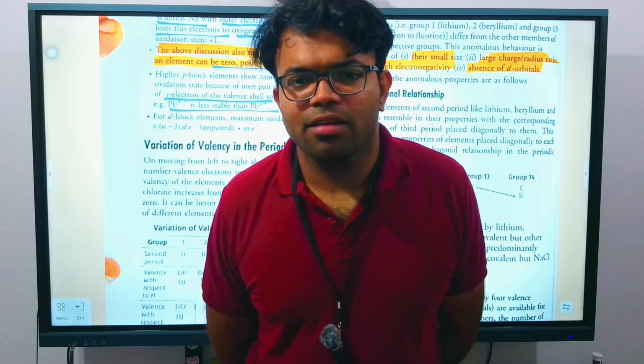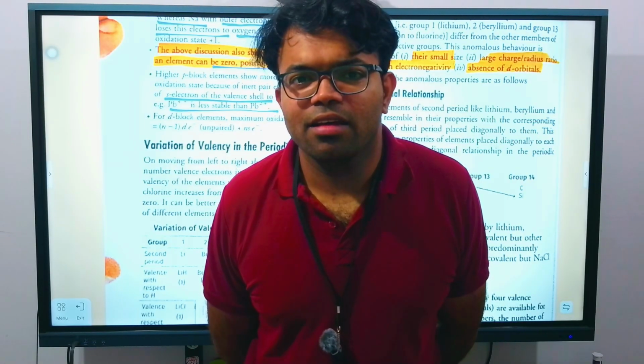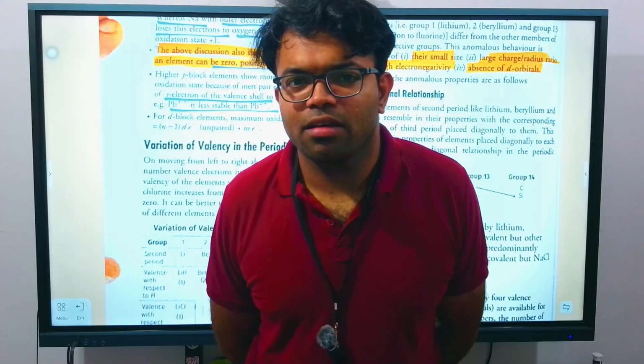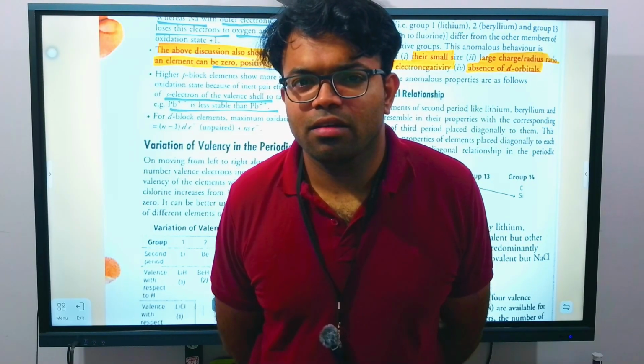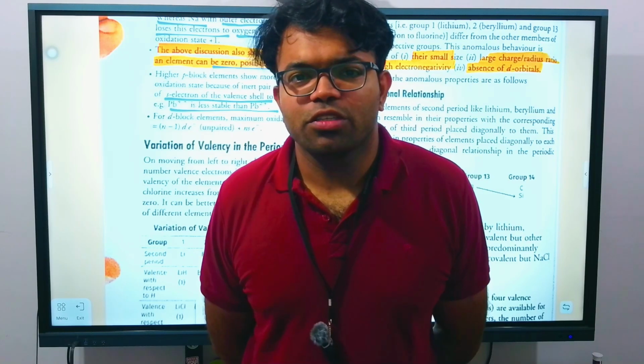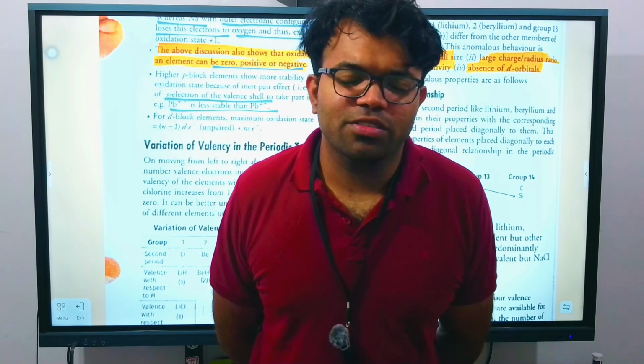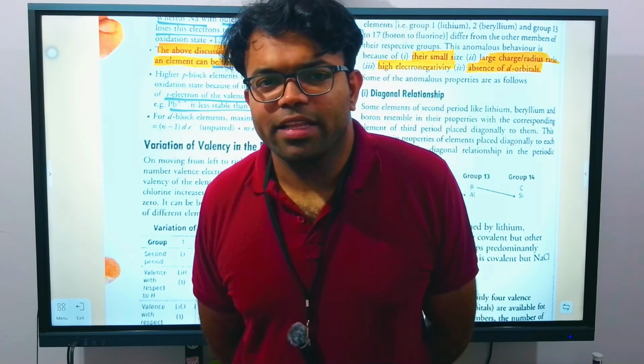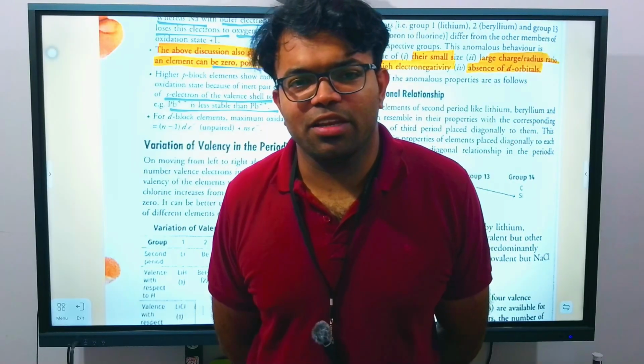Argon 18, then 3d5 4s2. So basically there are 7 electrons in the new shell, right? There are 7 electrons present in the new shell.